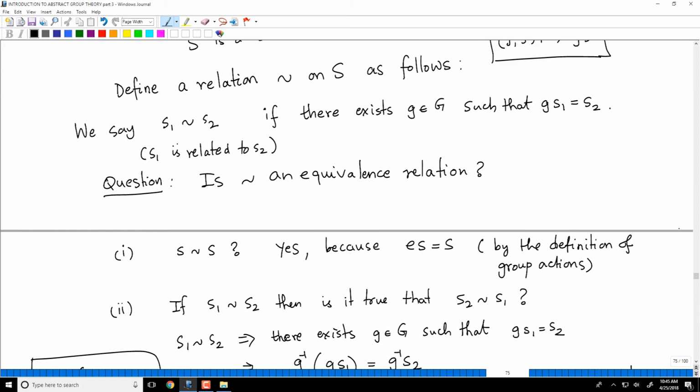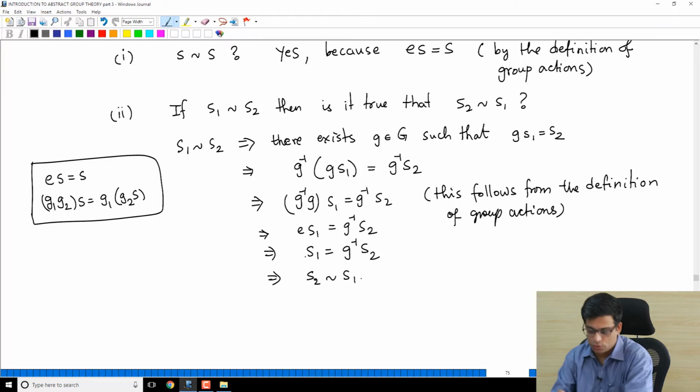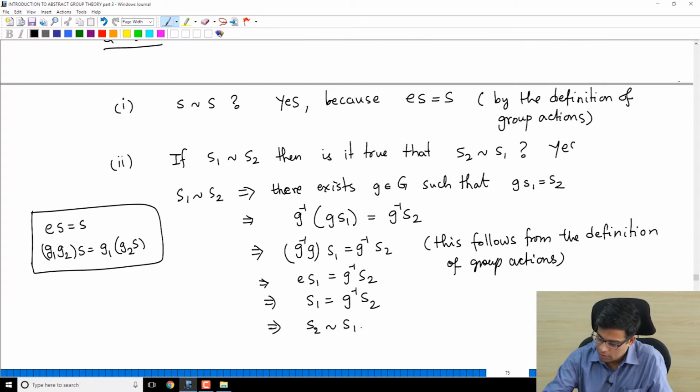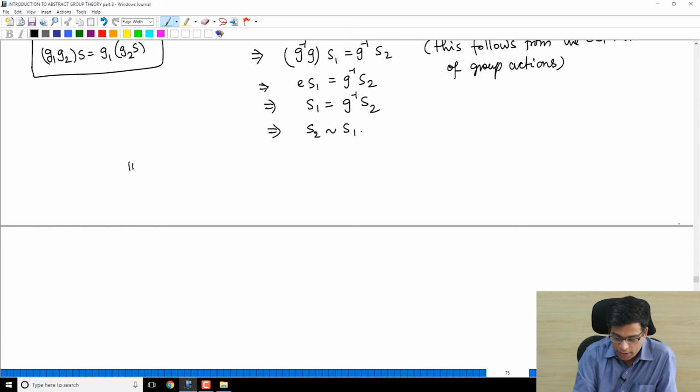Remember, we say that s1 is related to s2, the first one is related to the second one, if a group element takes the first one to the second one. Here s2 is taken by g inverse to s1, so s2 is related to s1. So the question has an affirmative answer. If s1 is related to s2, then s2 is also related to s1. This is the symmetry.